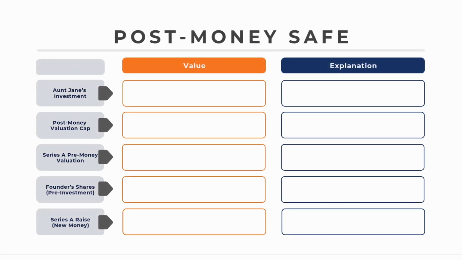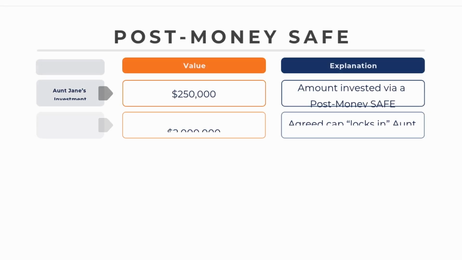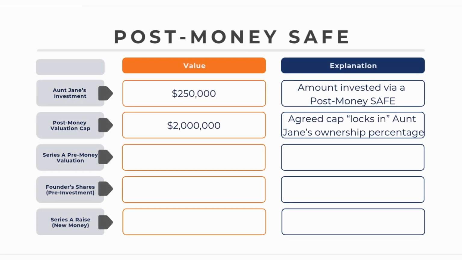So let's say, for example, you have a wealthy Aunt Jane, and she wants to invest in your startup, and she's going to use this post-money safe to do so. And let's say, just for simplicity's sake, that Aunt Jane is going to invest $250,000. So she's going to get a safe agreement that says, in exchange for her $250,000, if certain conversion events happen, she can then convert that into equity. Now, let's say that that safe also uses a valuation cap of $2 million. So that's the agreed cap, and that will effectively lock in Aunt Jane's ownership percentage.